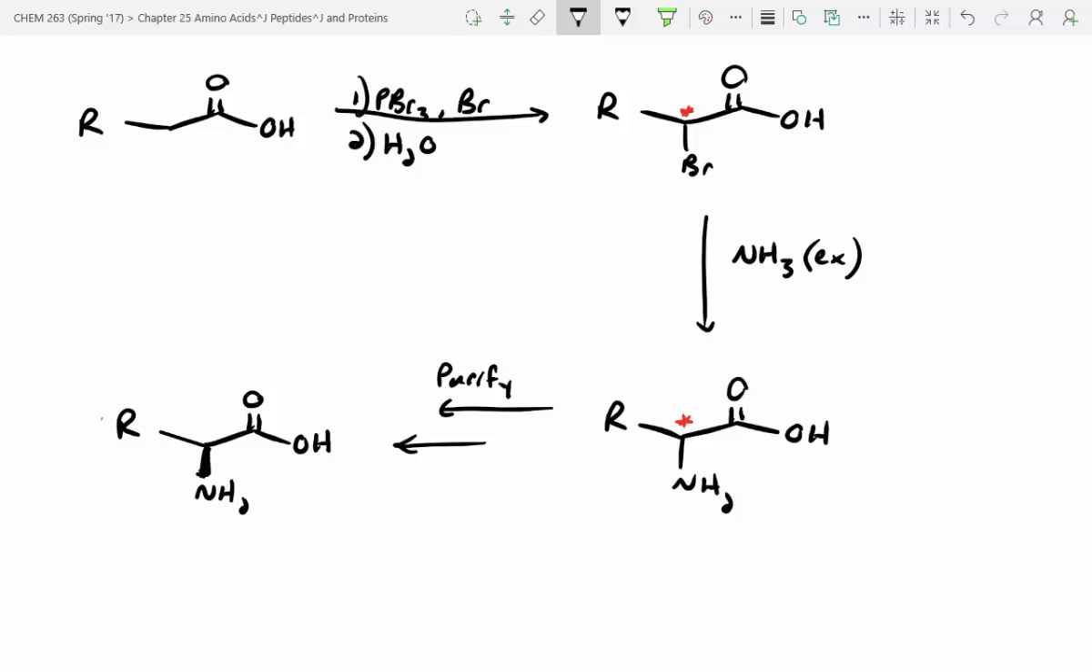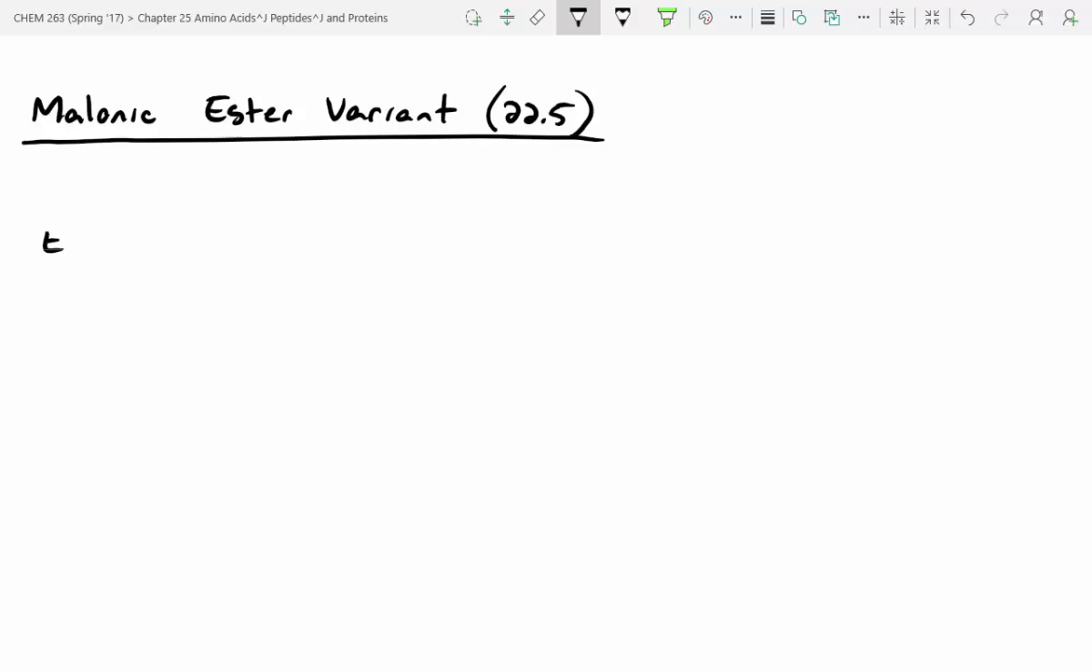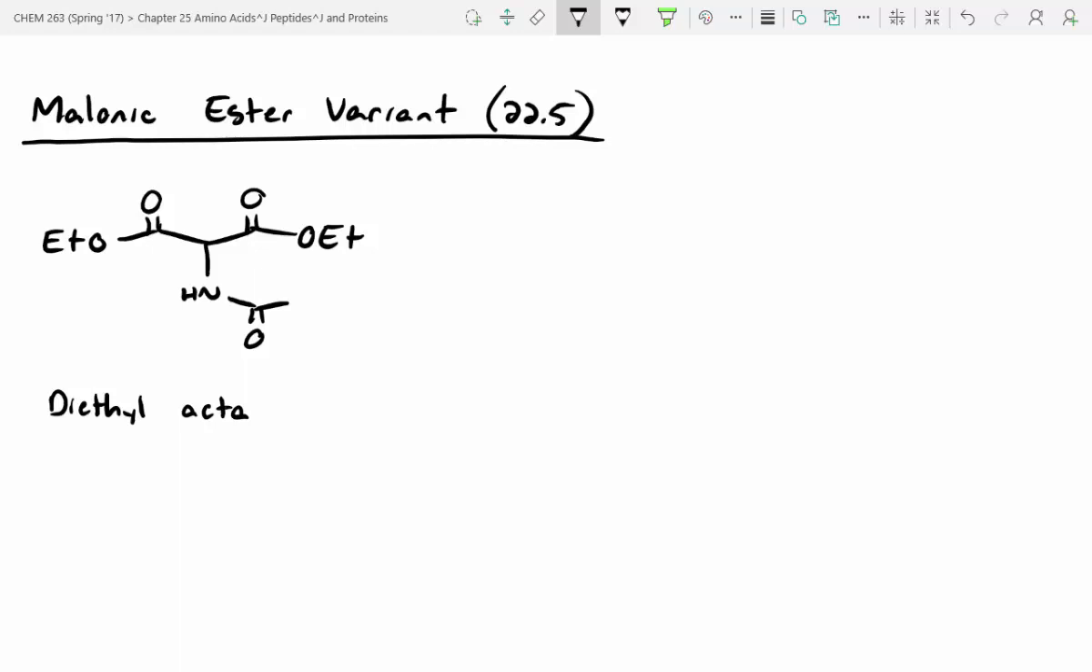So because of that, other systems were developed, and there's one that's based on the malonic ester synthesis that we saw earlier. And this was covered back in 22.5. So instead of diethyl malonate, we're going to use a slightly different starting material. And this can be purchased. This is called diethyl acetamidomalonate. It's a mouthful. But the chemistry is really similar to what we've seen already, so let's try to do this.